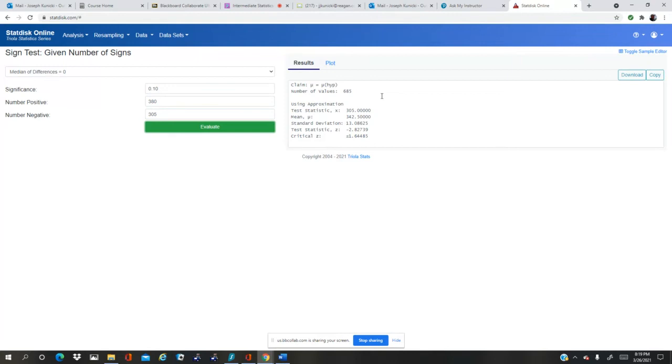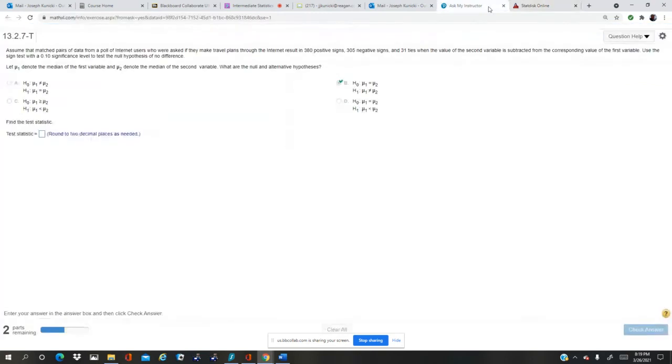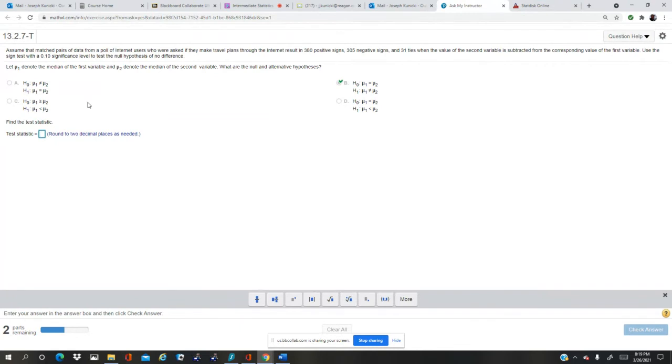And the standard deviation is, or I'm sorry, the test statistic Z is minus 2.82739. The critical values, you can find that using a calculator, but they also give us that 1.645. Okay, we can round it as they want. So now I go back to the problem. They want the test statistic rounded to 2 decimal places, so that'll be Z equals minus 2.83.